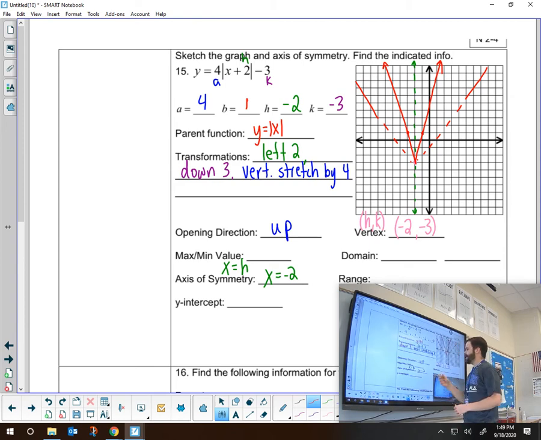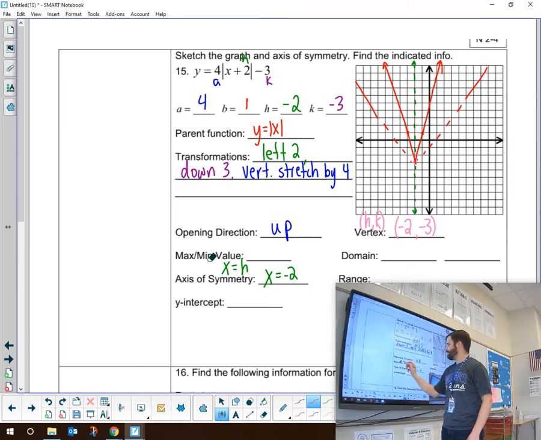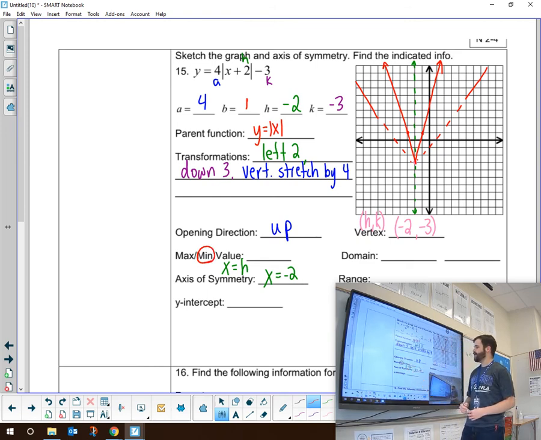Do I have a maximum or a minimum? I'm going to have a minimum. So I'm going to have a minimum value. And my minimum value is just going to be the lowest we get. It can be your vertex, and it's just going to be right there at -3. So my minimum is going to be at -2, -3.